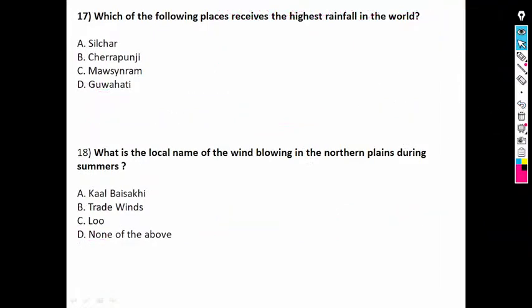Which of the following places receives the highest rainfall in the world? Silchar, Cherrapunji, Maisinram, and Guwahati.